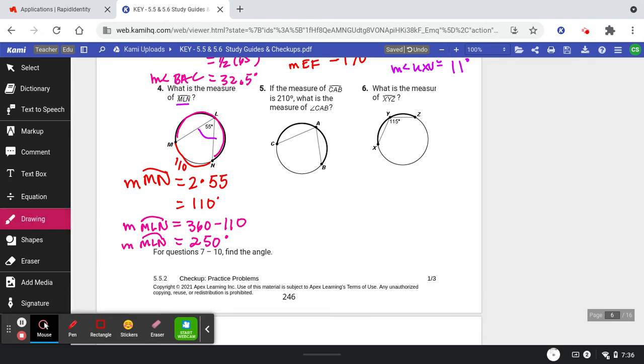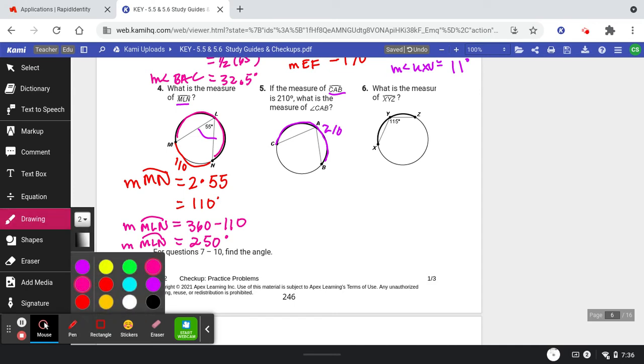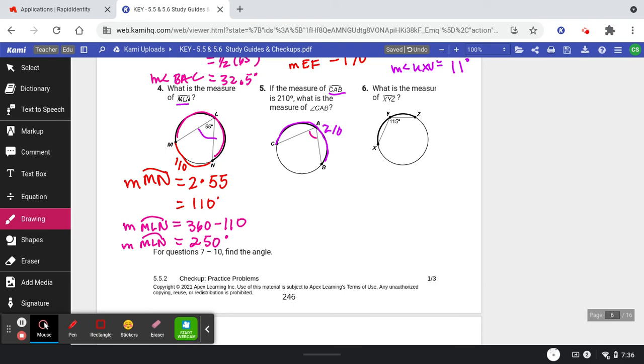All right, on this next one, what's the measure of major arc CAB? If the measure of major arc CAB is 210, what's the measure of angle CAB? So again, this is kind of a two-stepper, where first we have to do the 360 subtraction. The measure of minor arc CB is the rest of that circle.